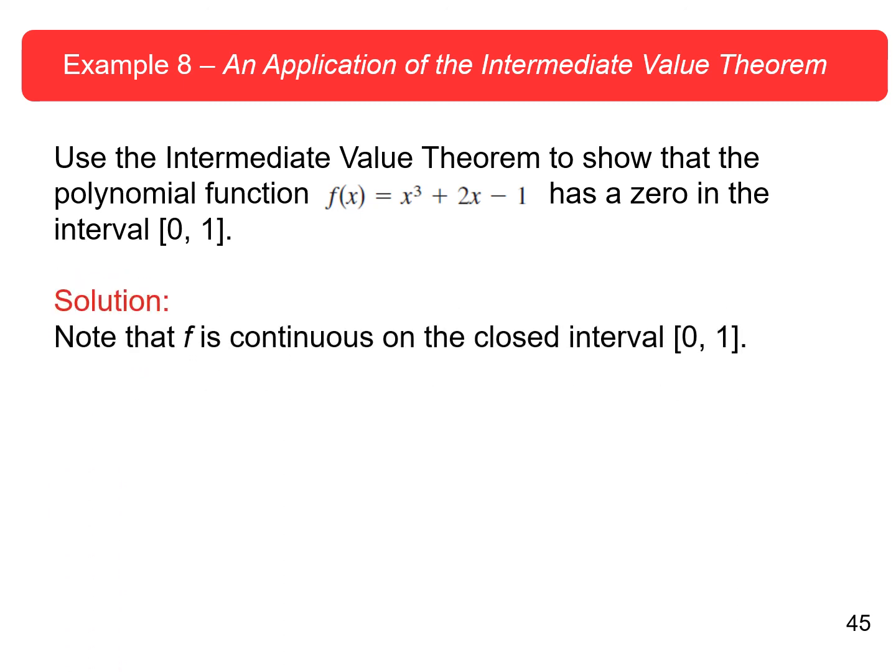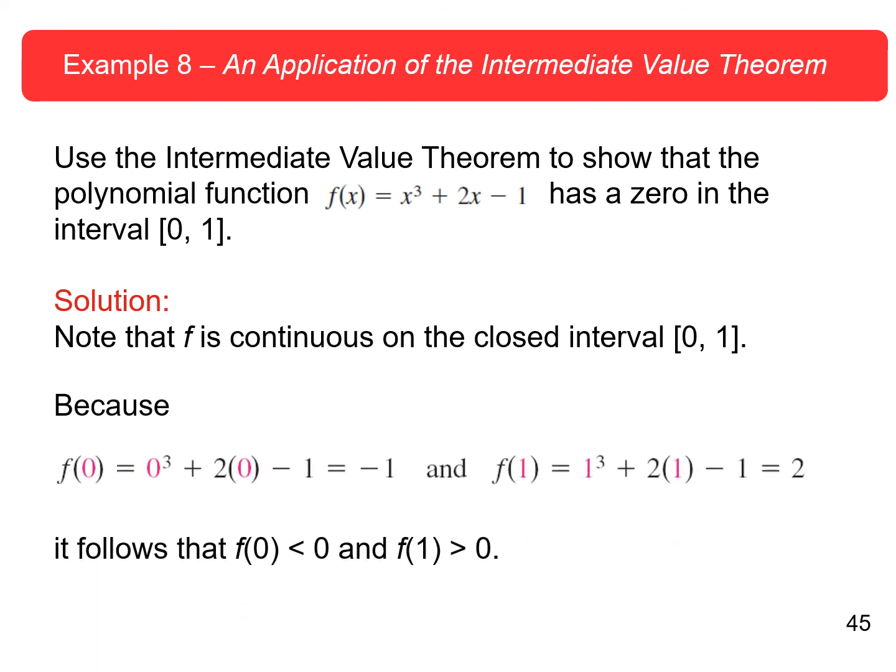First, let's take note that the function is continuous on the closed interval [0, 1] because a polynomial function is continuous on the set of all real numbers. The closed interval [0, 1] is a subset of the set of all real numbers. So f is continuous on the closed interval [0, 1].